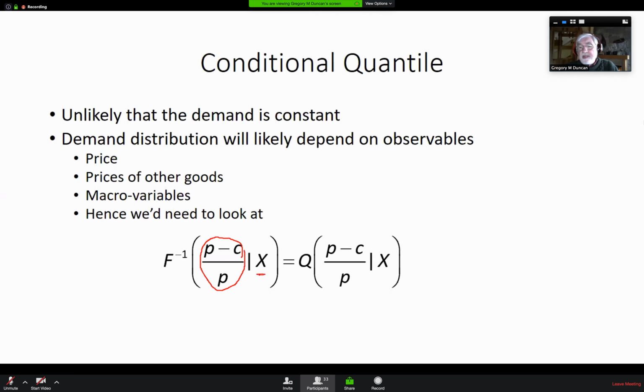I'm assuming you all know what conditional distributions are. If not, I can do a lecture next time on that. And we're going to write this as Q of P minus C, conditional on X. And what I would like to know is what Q is. If I knew that, then I can just plug P minus C and X into that function, and that tells me how much I should hold in my warehouse of that particular good. This is the conditional quantile of demand.